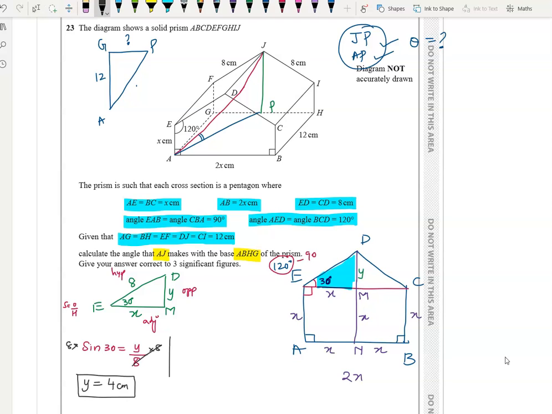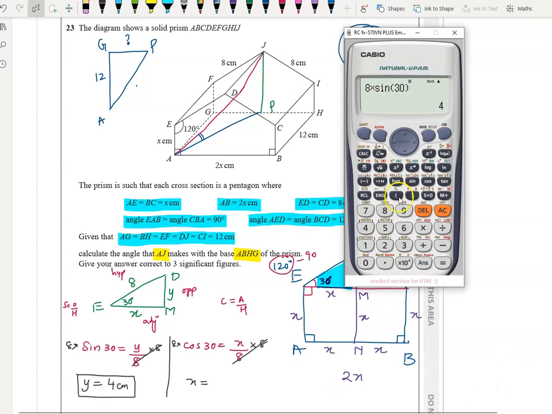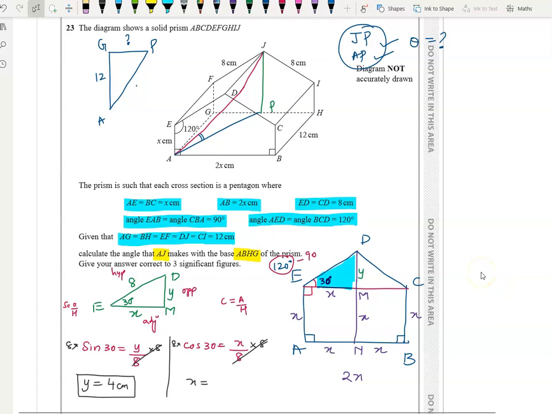Okay. Now also, I want to find the value of x. So to find the value of x, we will use cosine 30. Definition of cosine is adjacent upon hypotenuse. So cosine 30, the adjacent side is x and your hypotenuse is 8. To work out the value of x, multiply both sides by 8. So this 8 will get cancelled. So x will be 8 times cosine 30. So 8 times cosine 30 gives me 4 root 3. So value of x is 4 root 3.